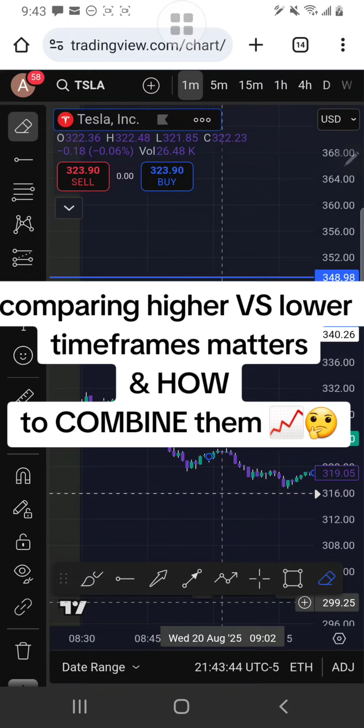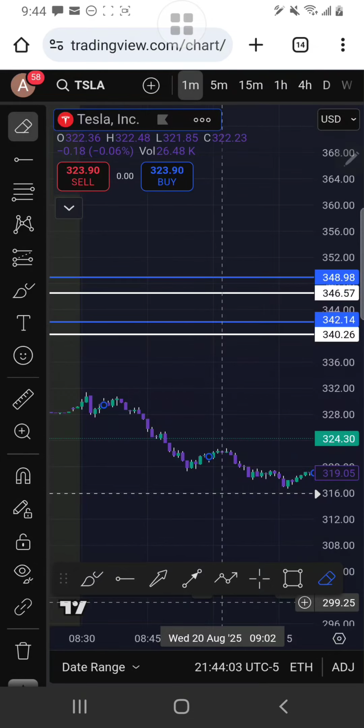Quick note though, I'm assuming you're already comfortable with TradingView basics. That is to say, switching time frames, drawing support and resistance, and reading candlesticks. Now, if not, let me know in the comments and I'll make a beginner video covering those concepts, all right?